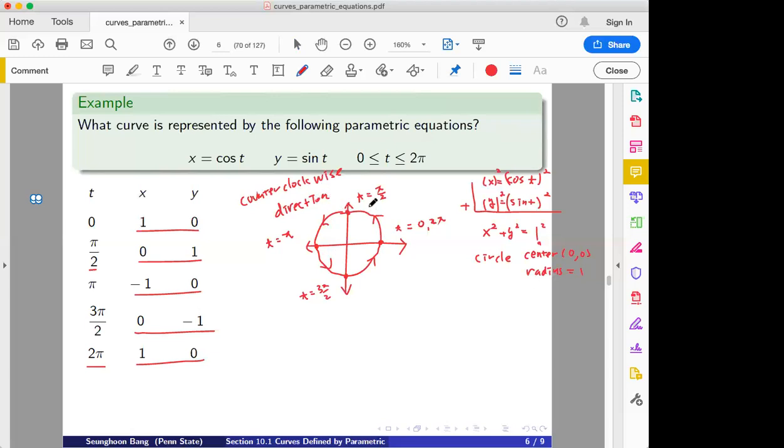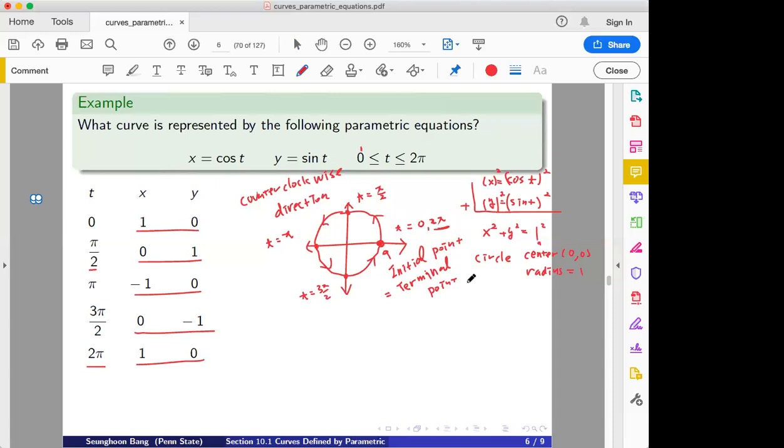So one more. What's the starting point? At t equal to 0, this point is the starting point, the initial point. Also, the last one, 2 pi, is the same point. This is also the terminal point. This is the whole idea for sketching the graph.